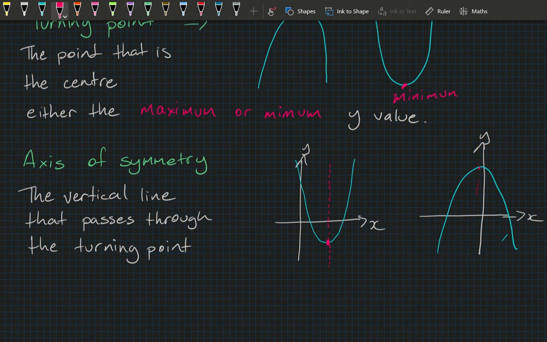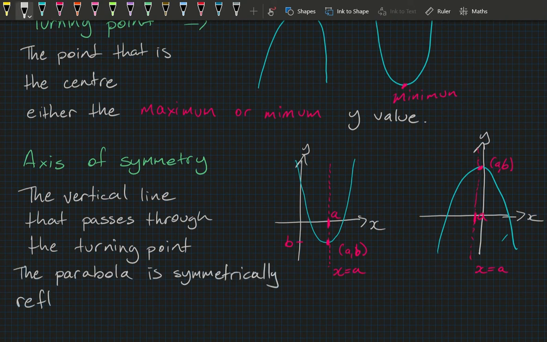So let me mark that in. For these turning points, which I'll call both (a, b), the axis of symmetry is just x equals the x value in there, so we'll get x equals a. And of course that means that the y value of the turning point is b, so let me mark that in one of these. The important thing about the axis of symmetry is that the parabola is symmetrically reflected by the axis of symmetry.